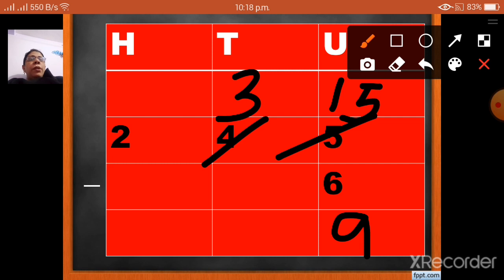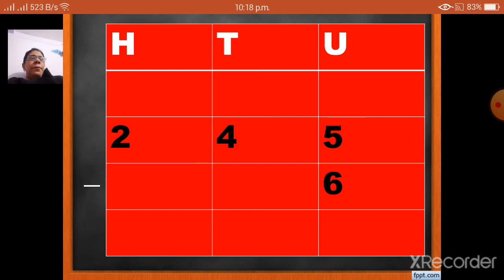Now below 3, that is in the tens place, there is no number below 3. So we'll consider it as 0. So 3 minus 0 will be 3. Below 2 in the hundreds place also there is no number. So we'll consider it as 0. So 2 minus 0 will be 2. So 245 minus 6 will be 239.